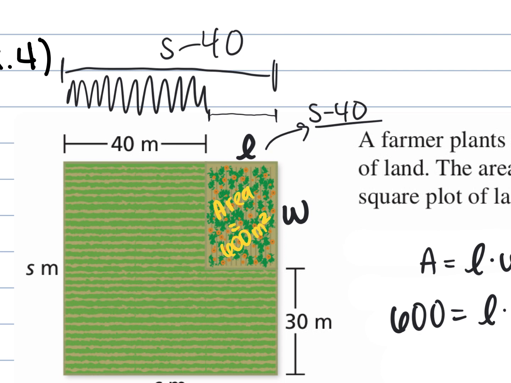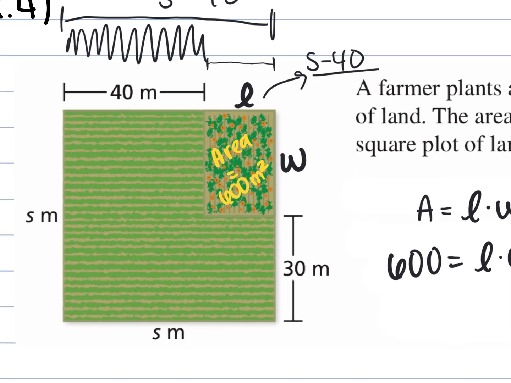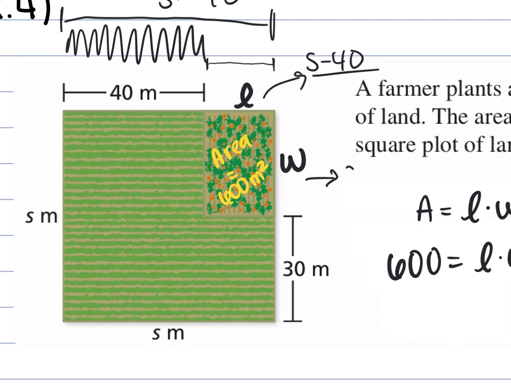Now, let's do the same thing for the width. The width would be S, but we're not subtracting 40 anymore. We're subtracting 30.